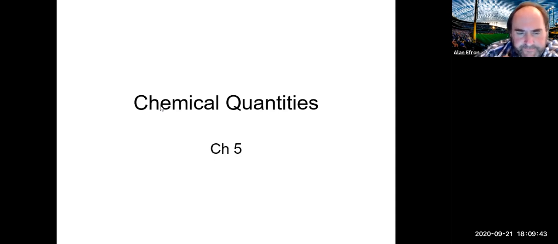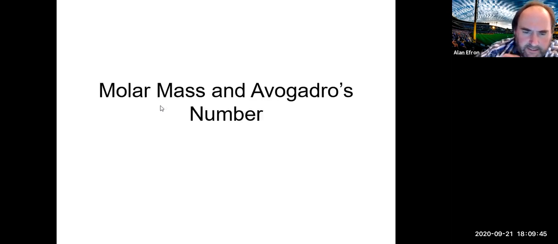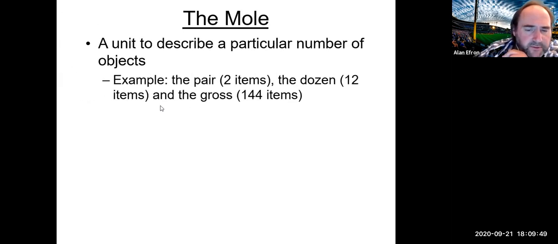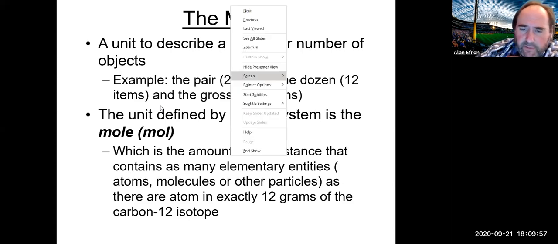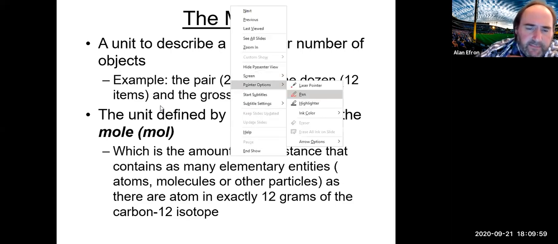Okay. So we're going to talk about chemical quantities. First thing we're going to talk about is molar mass and Avogadro's number. So the first thing we're going to talk about is what is known as the mole. And the mole is not the furry guy, but it actually does represent something here in chemistry.